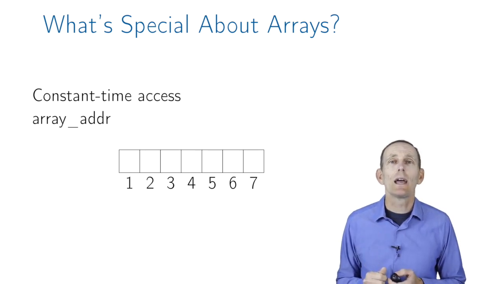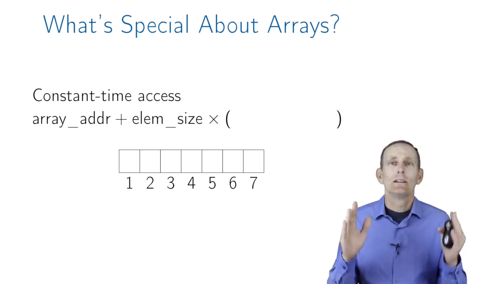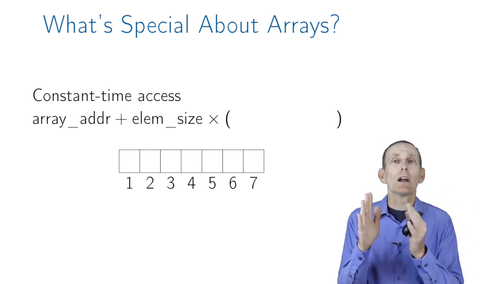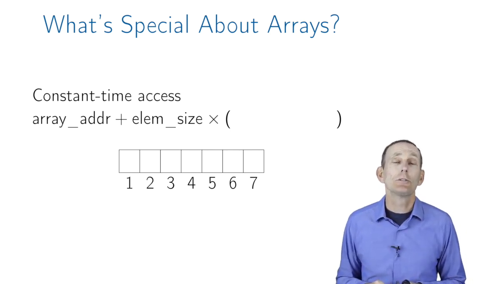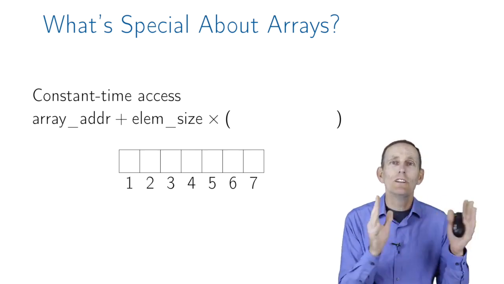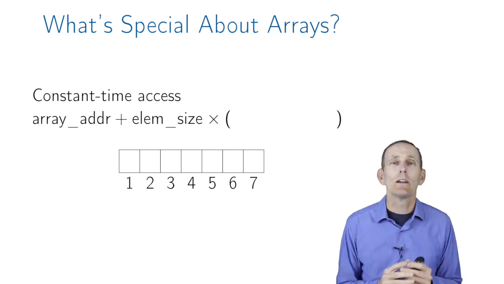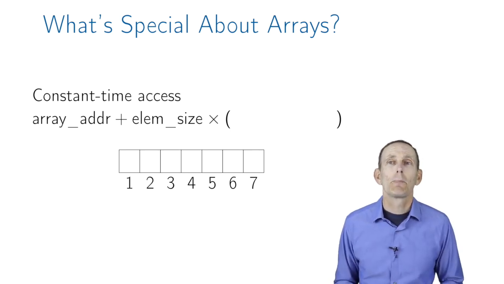So we take the address of the array, and then we add to it, first, the element size. So this is where the key part that every element was the same size matters. That allows us to just do a simple multiplication, rather than, if each of the array elements were of different sizes, we'd have to sum them together. And if we had to sum together n items, that would be order n time.